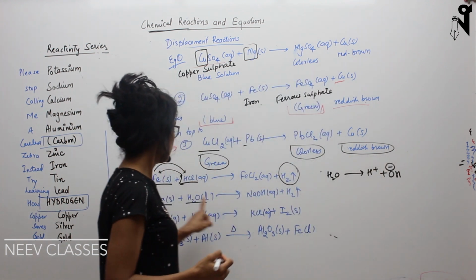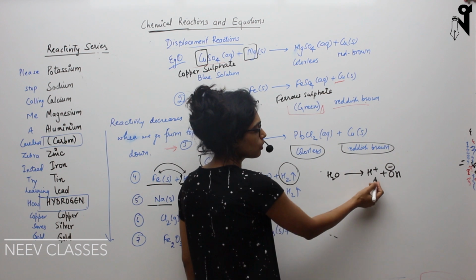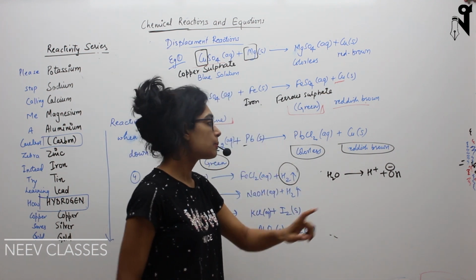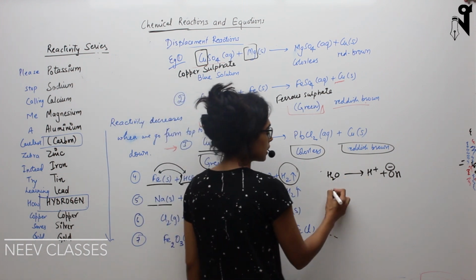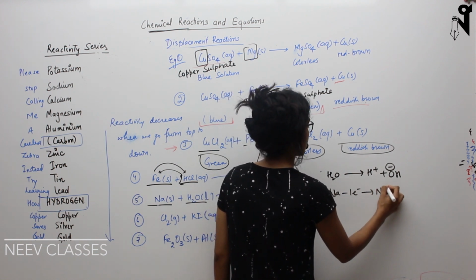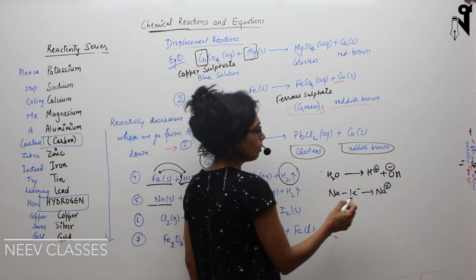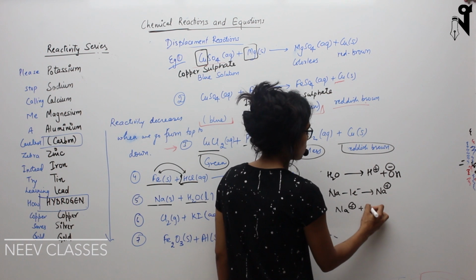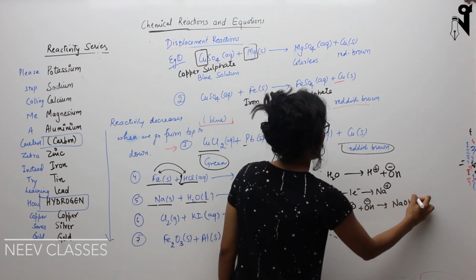Now, when sodium is there, sodium will easily be able to displace the hydrogen. It will displace only one hydrogen, not both, the one which is in the ionic form, H plus. So Na will lose its one electron, form Na plus, and Na plus will displace H plus. Now Na plus reacts with OH minus, and it forms NaOH aqueous.